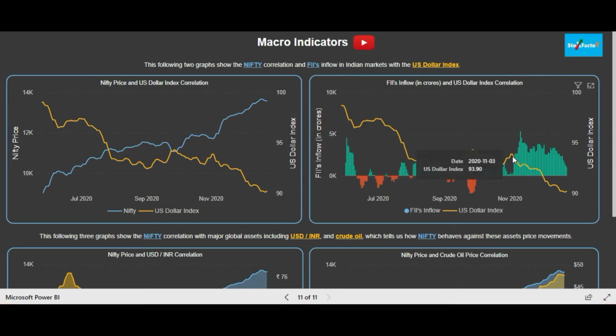Now from the past 2 months, you already saw that in the November and December months, there has been a high inflow of FII money. As you can see there, the dollar index has been continuously falling. That's why the FIIs have been pulling money into the Indian markets.